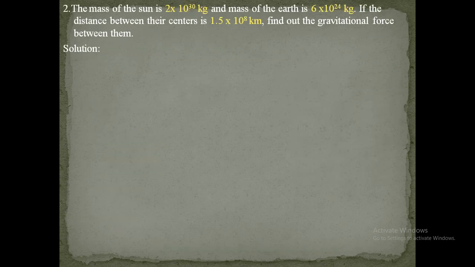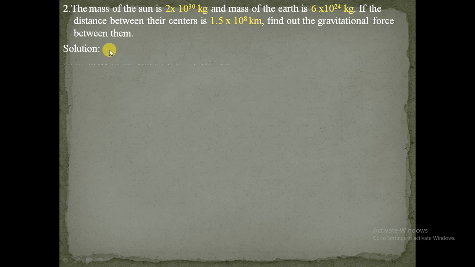Now we are moving toward the second numerical. In the second, let me read the question. The mass of the sun is 2 into 10 to the power 30 kg and the mass of the earth is 6 into 10 to the power 24 kg. Here the mass of the sun and the mass of the earth are given. If the distance between their centers is 1.5 into 10 to the power 8 kilometer, find out the gravitational force between them. We are going to find out the gravitational force between the sun and the earth.